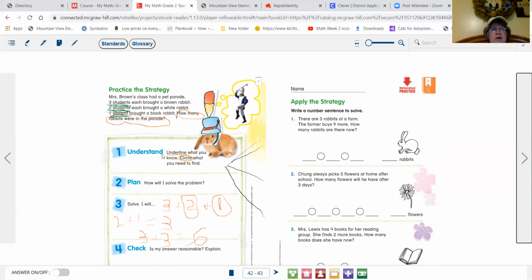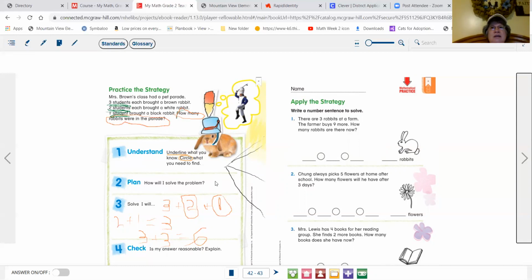Okay, so I have already accomplished number 1, haven't I? I underlined what we know. I circled what we need to find out. So then I have to plan ahead. How am I going to solve this problem? In your mind, think, how should I do this one?